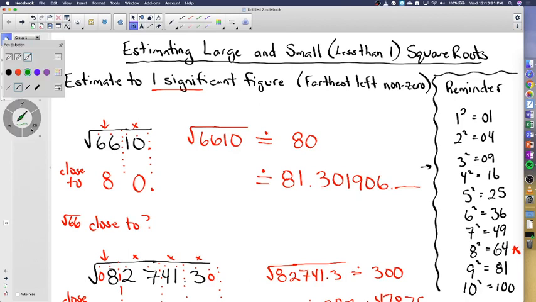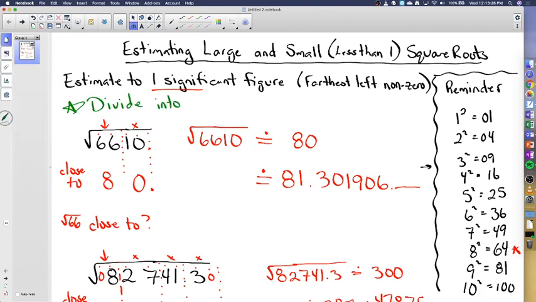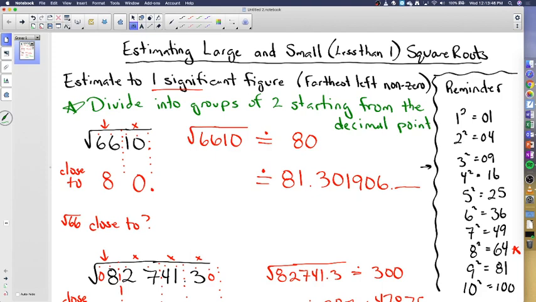Okay, so the one thing we want to be doing is we are going to divide into groups of 2, starting from the decimal point. And we're going to do that both going left and right from the decimal point. Okay, so that's all you need to do to estimate square roots to one significant figure. You just need to be in the ballpark. You don't have to be exact. You got your calculator for that. All right, see you guys.